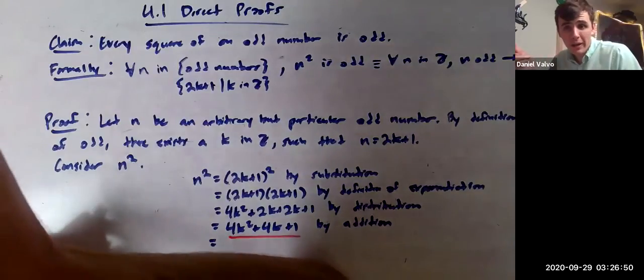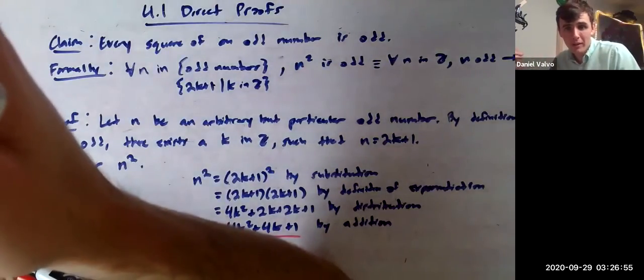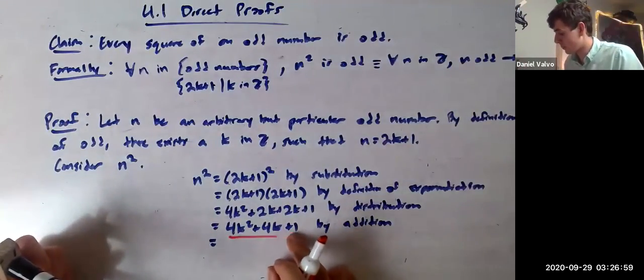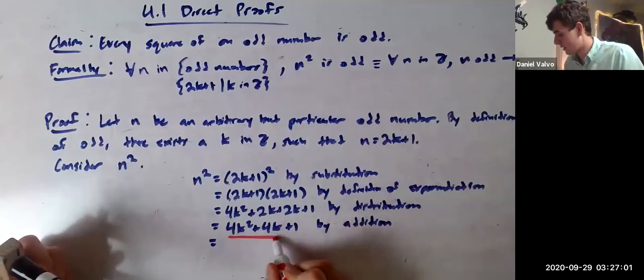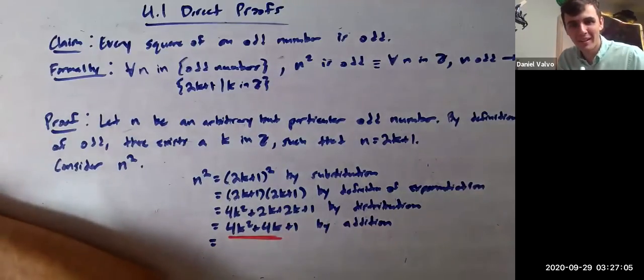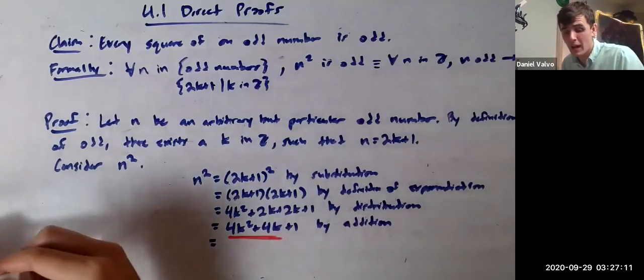What does it mean to be odd? It means that you're a multiple of 2 plus 1. Well, this is something plus 1. Is this a multiple of 2? So plus 1 does not necessarily mean odd, right?